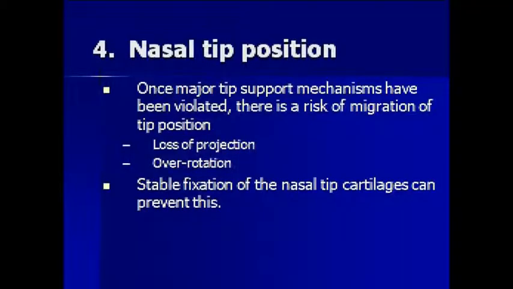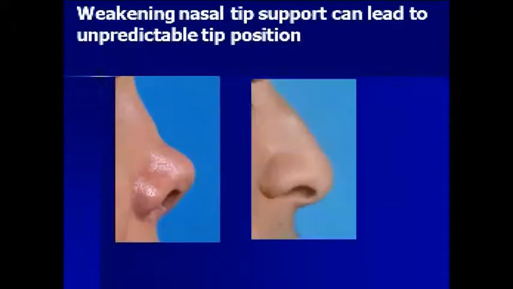The next section is on nasal tip position. Once we violate tip support mechanisms, we have to reconstitute them, or we may have problems like this, where the tip scars upward uncontrollably, or the tip loses support and creates this rounding. We'll conclude in the final lecture on how to maintain tip position and support so these type of complications don't happen.